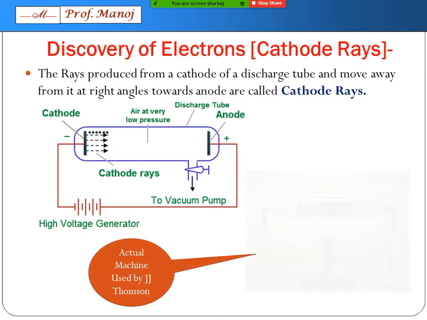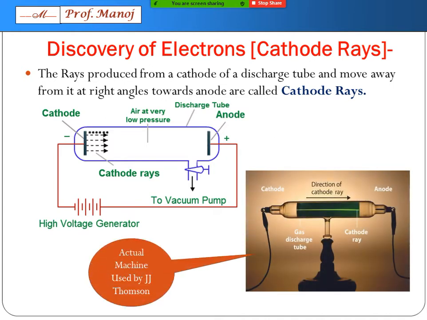The original tube which was used by J.J. Thomson in his discovery looked like this. You can see quite a similarity to the schematic diagram. The only thing in the photograph here is that the greenish colored light which you see is imagined to be the cathode ray.